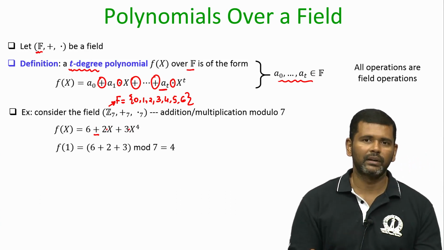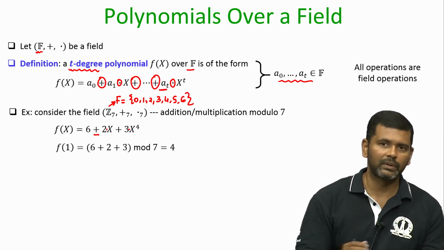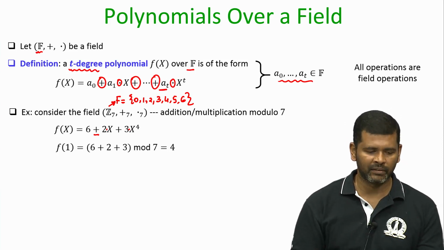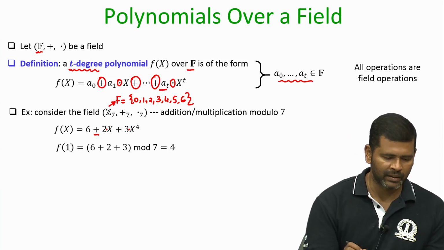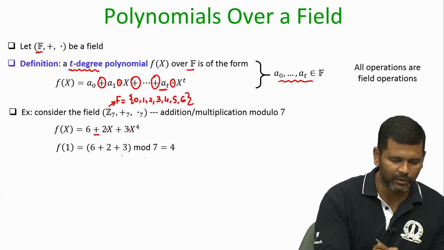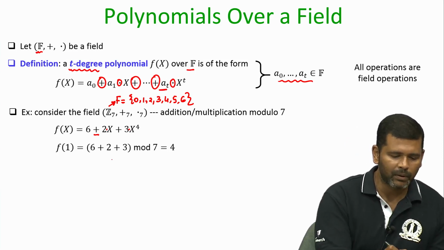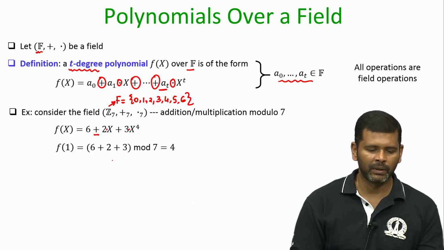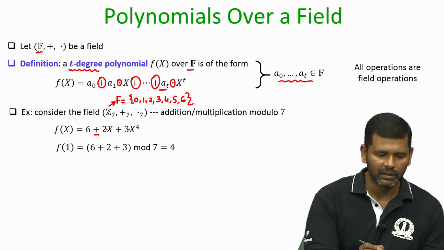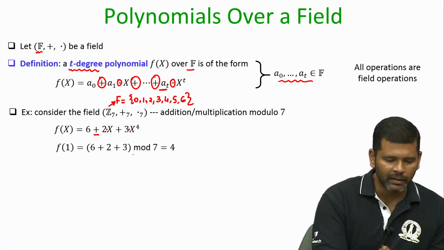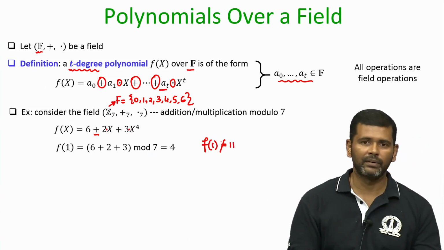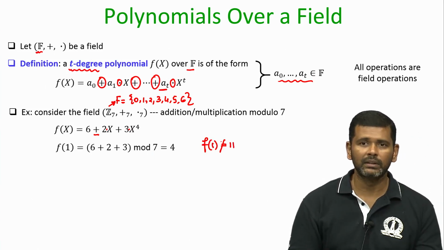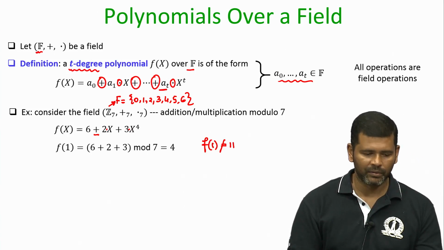So, let us compute the value of this polynomial at say x equal to 1. If I want to compute the value of the polynomial at x equal to 1, I substitute x equal to 1 everywhere, but remember all the addition and multiplication operations are performed modulo 7. So, f of 1 will not be 11, because the plus and the multiplication operations are performed modulo 7.